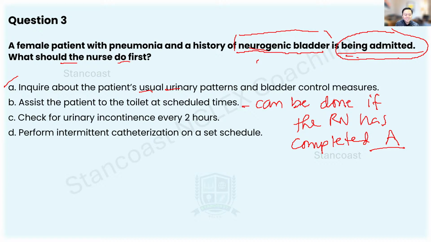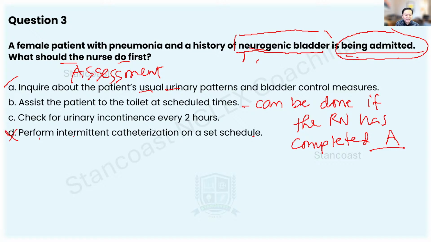All right. The same thing for letter D. Perform intermittent catheterization on a set schedule. You need to assess first, investigate first the current status of our patient. What do they do at home? So make sure you do the assessment first. All right. And of course, you're not just going to depend on the medical history or whatever records that is available in the system. You still need to ask the patient, what are they doing at home to empty their bladder?